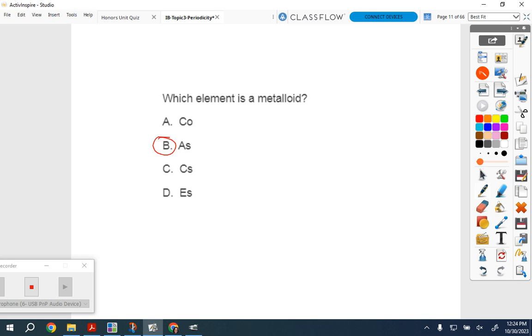So you won't have to memorize the staircase, but you just kind of have to know about where the metalloids are, and they won't give you a question like arsenic versus tin or something like that. It'll be obvious that it's not a metalloid, or that it is a metalloid, or that it's not a nonmetal, something like that.